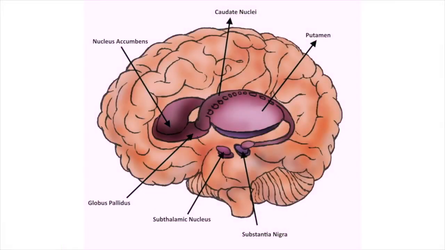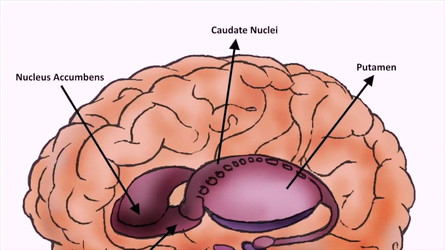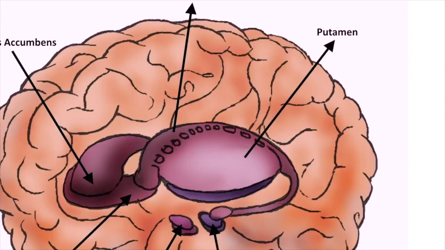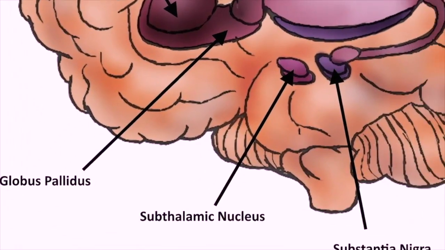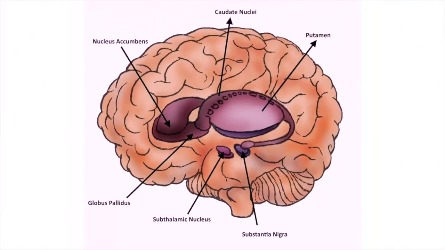The basal ganglia is comprised of several substructures including the nucleus accumbens, the caudate nuclei, the putamen, the globus pallidus, the subthalamic nucleus, and the substantia nigra.